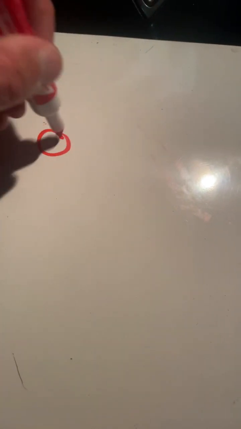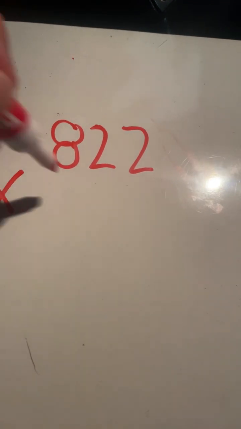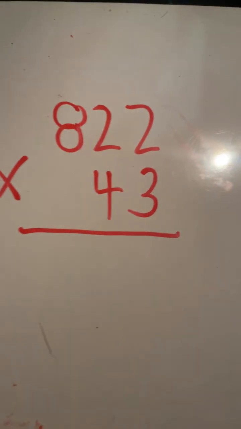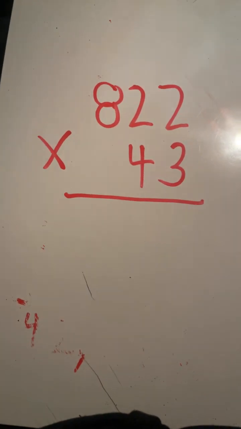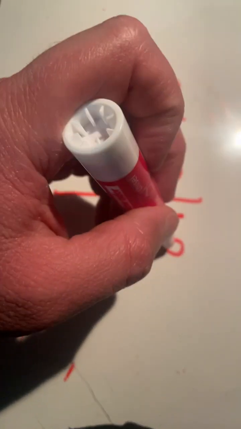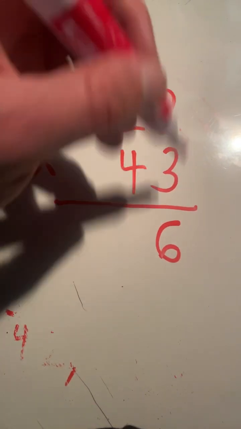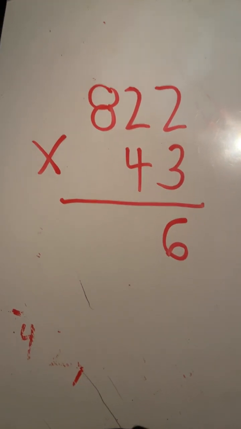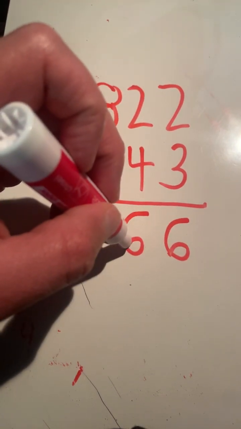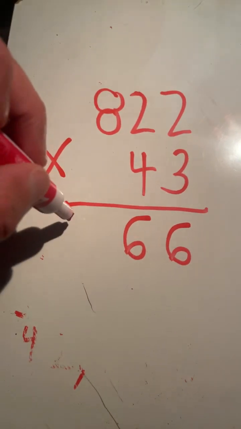All right. 822 times 43. So step 1, we multiply the digits in the ones place. 2 times 3 equals 6. We do not need to regroup because our product is less than 10. 2 times 3 again equals 6. 8 times 3 equals 24.